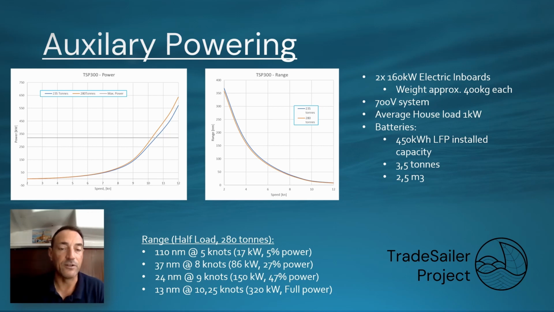And you can see the same in the range. The range is very, very high if you go very, very slow. And the faster you go, basically, the less far you can get on the battery pack. So I've got the following speeds and the following ranges. We've got 110 nautical miles at 5 knots, 37 nautical miles at 8 knots, 24 nautical miles at 9 knots, and 30 nautical miles at 10.25 knots, or full power. These are not very big ranges, but we are a sailing boat, and this is what we get.